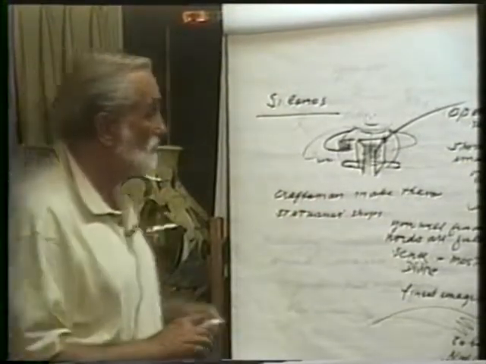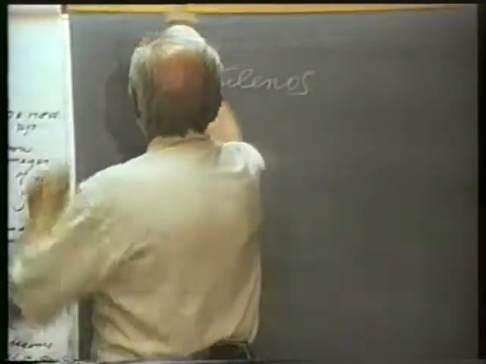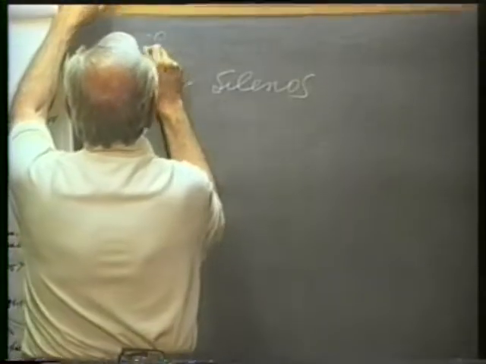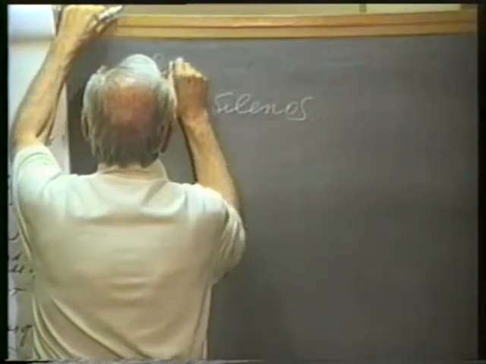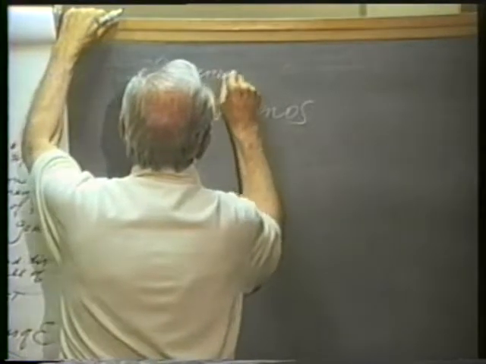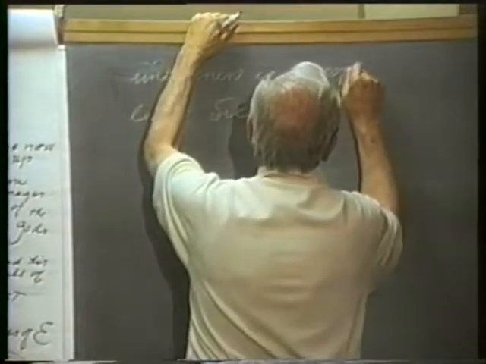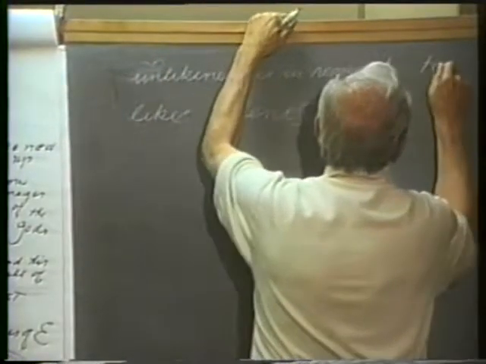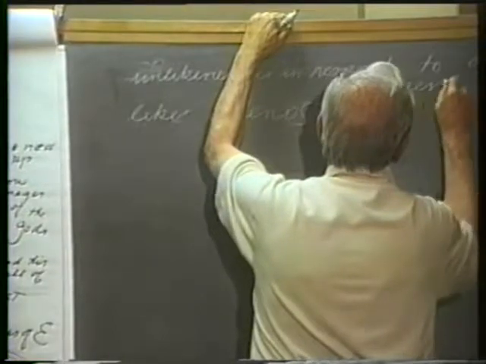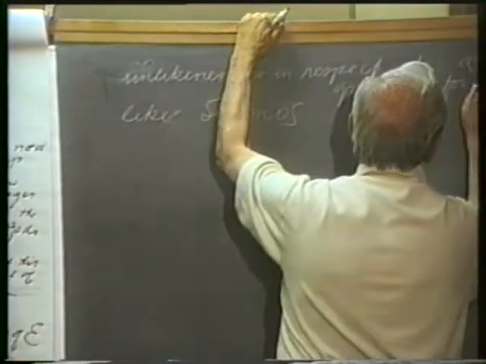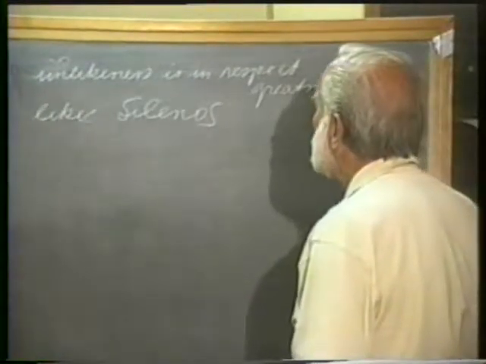Now, what do we have so far then? We have, in the comparison with the Marsyas, that he is unlike Socrates, the unlikeness is in respect to a greatness for Socrates. Now, how is he going to deal with the Silenus figure?